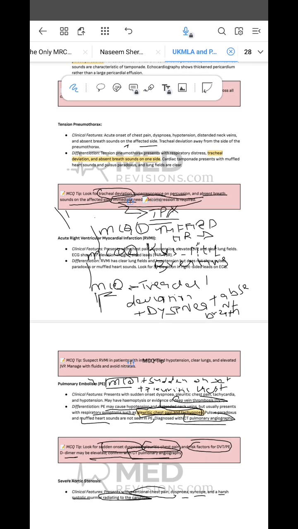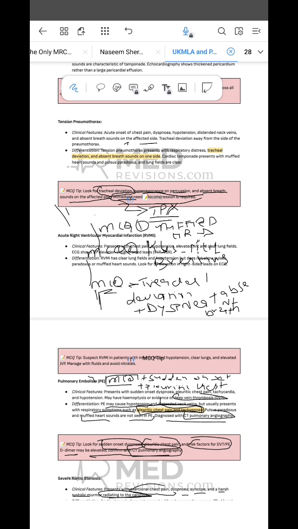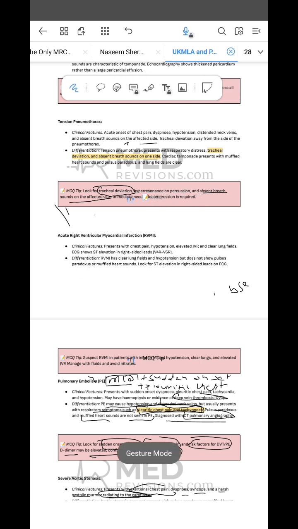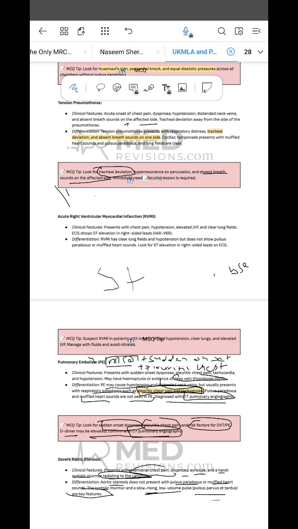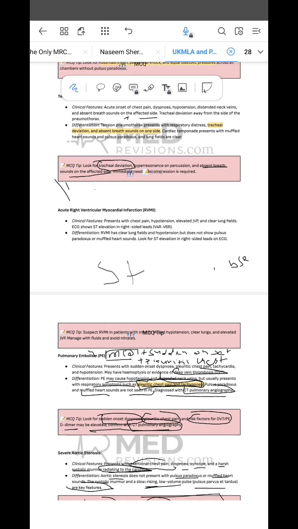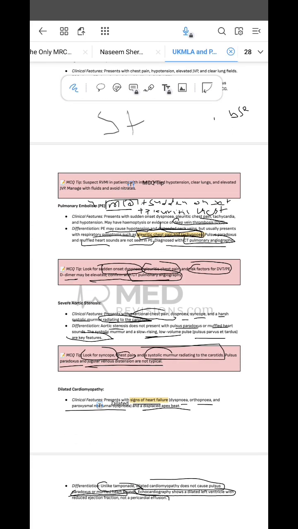In acute right ventricular myocardial infarction, what happens? If there is an MI, what is seen here? Elevated JVP, clear lungs, and raised ST segment seen in leads V4 to V6. If the raised ST segment is seen on ECG, we call it acute right ventricular myocardial infarction. So there is a difference between right ventricular infarction and cardiac tamponade.